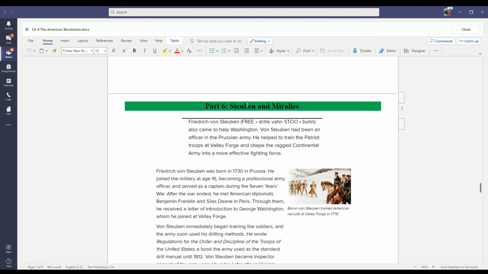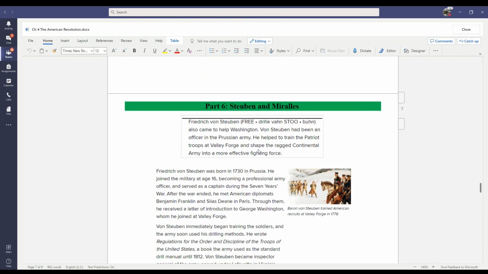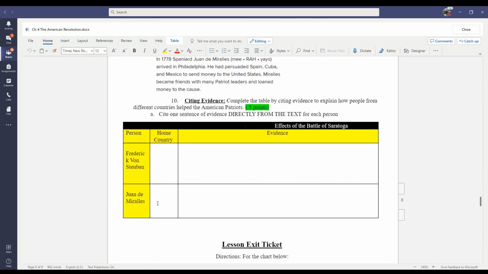You're going to learn about these 2 individuals that help, Frederick von Steuben and, I always forget, Juan de Morales. So a guy from Germany, or Prussia at the time, and a Spanish man. You're going to look at how these 2 guys help. So complete the table by citing evidence to explain how people from different countries help the American Patriots. Very similar to the one above.